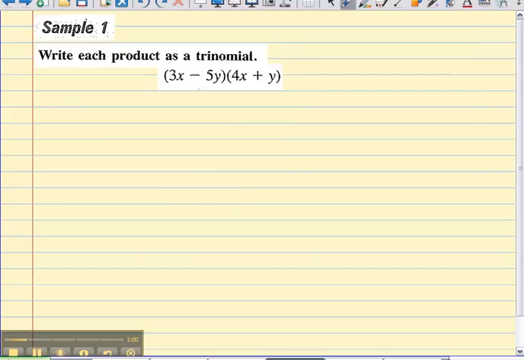All right? Sample 1. This one says write each product as a trinomial. Now, the reason that they gave us this one to look at is now the second term of each of these binomials has variables in it. So it'll be a little bit different. But we're going to do it in the exact same way. All right? Grayson, what should I do first? Take 3x and distribute 4x. And what do I get when I multiply those two terms? 12x squared. Beautiful.